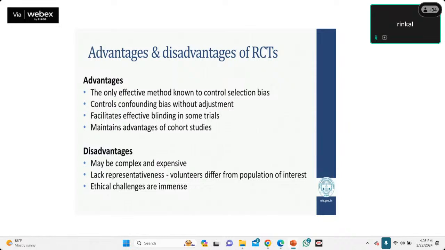At the same time, there are disadvantages. It may be a little more complex and expensive. Sometimes it lacks representativeness, as volunteers differ from the population of interest. Those who volunteer for the trial have their own interests, and because of that they come forward, but the population in which we are interested may not be in the trial. And as we have discussed, there are many ethical challenges, particularly for intervention trials. We have to be very cautious, because nowadays the atmosphere is very sensitive towards the ethical part of the trial.